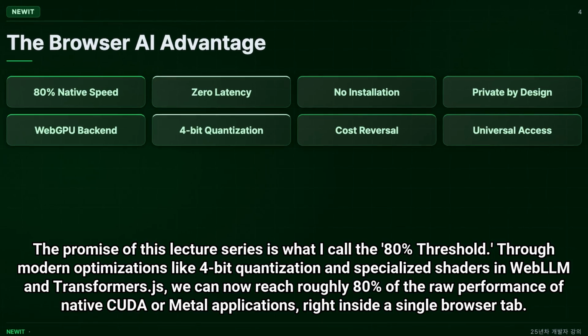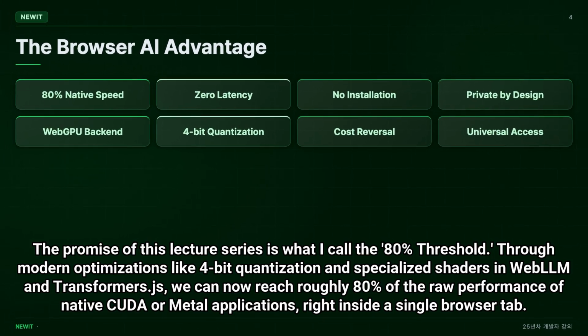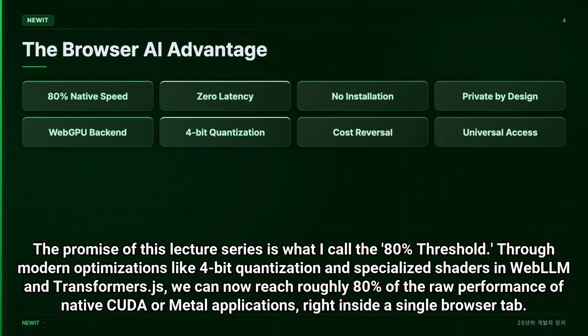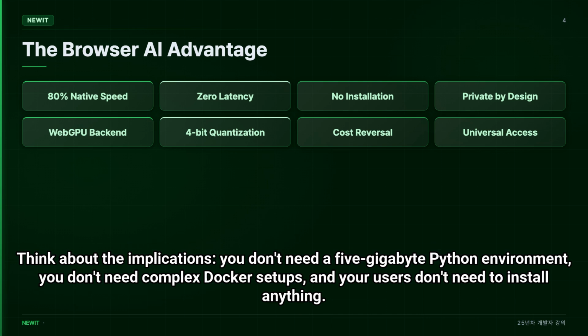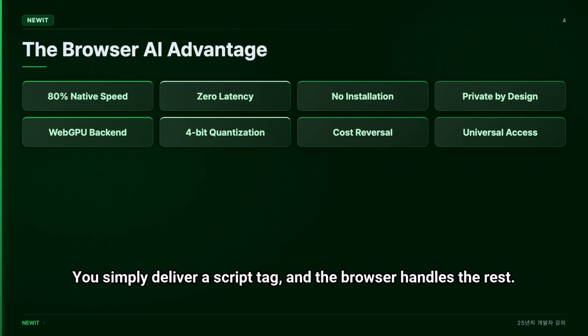The promise of this lecture series is what I call the 80% threshold. Through modern optimizations like 4-bit quantization and specialized shaders in WebLLM and Transformers, we can now reach roughly 80% of the raw performance of native CUDA or Metal applications right inside a single browser tab. Think about the implications. You don't need a 5 GB Python environment, you don't need complex Docker setups, and your users don't need to install anything. You simply deliver a script tag, and the browser handles the rest.